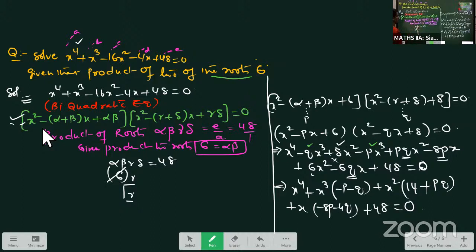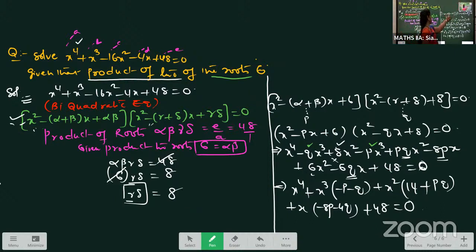But in your question, what we mentioned is that the product of two roots is 6. So we have a formula for the product of roots, that is alpha beta gamma delta is equal to E by A. So the E value is 48 and the A value is 1. So 48 by 1, but already alpha beta value is 6. So that's why I'm writing here 6 into gamma delta, and this cancels out with 8 times. So gamma delta is equal to 8. Those values are to be substituted here.